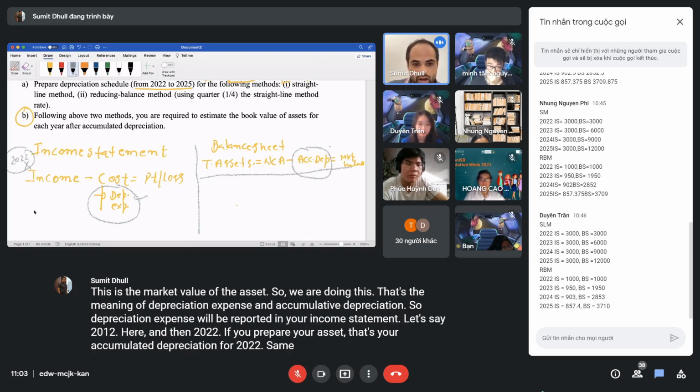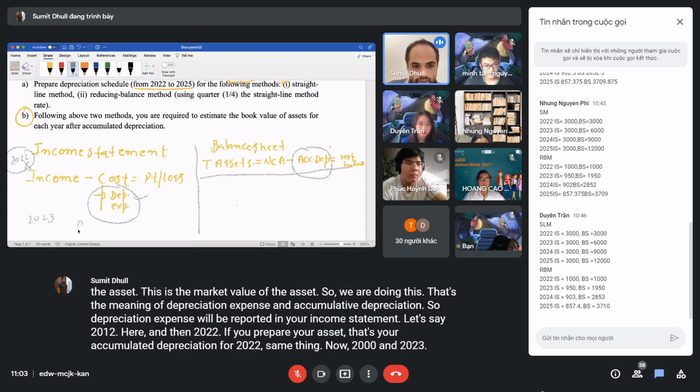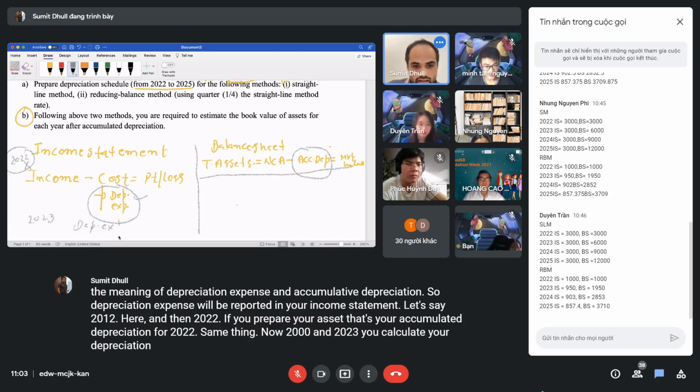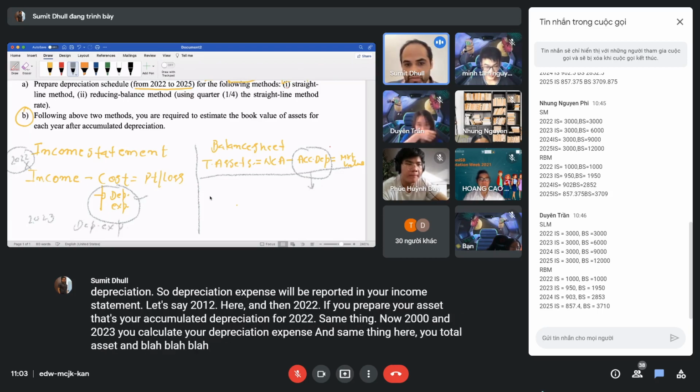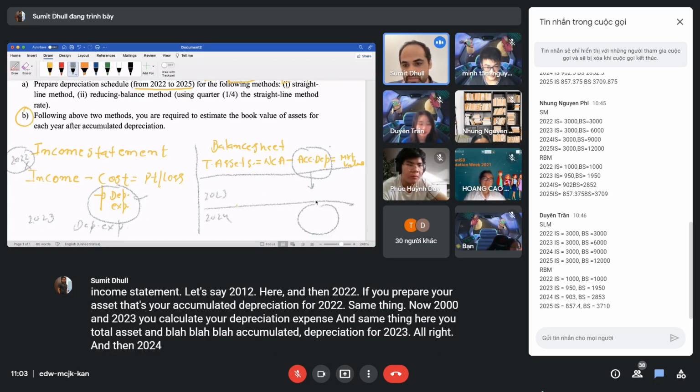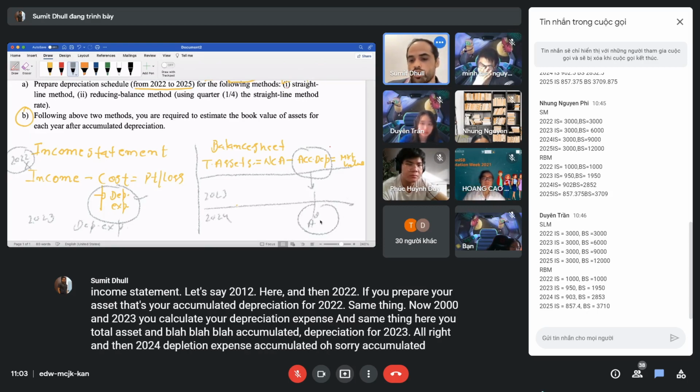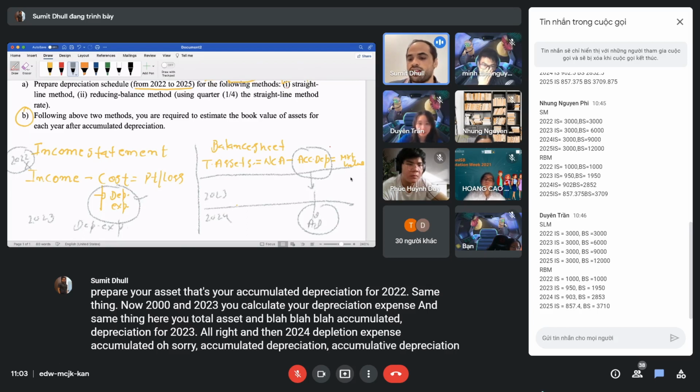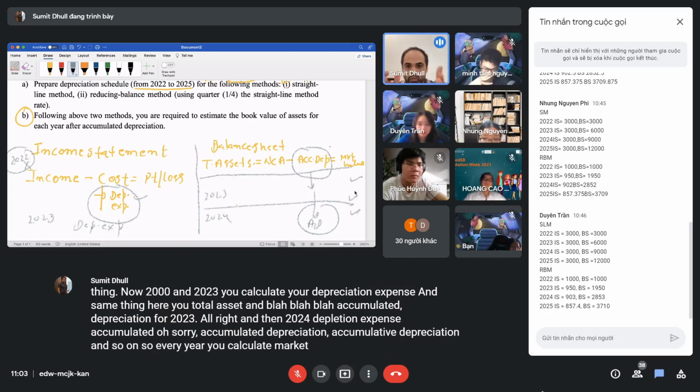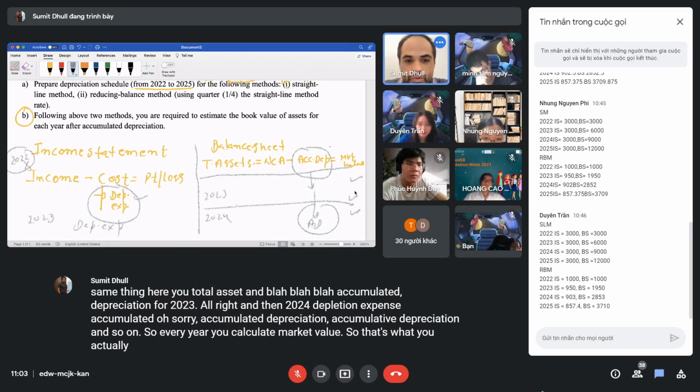Same thing now, 2023, you calculate your depreciation expense. And same thing here, your total asset and so on, accumulated depreciation for 2023. All right. And then 2024, depreciation expense, accumulated depreciation, and so on. So every year you calculate market value. So that's what you are actually doing here.